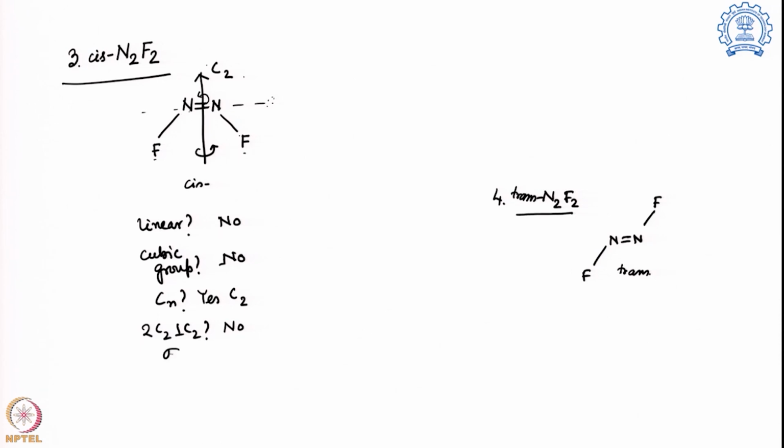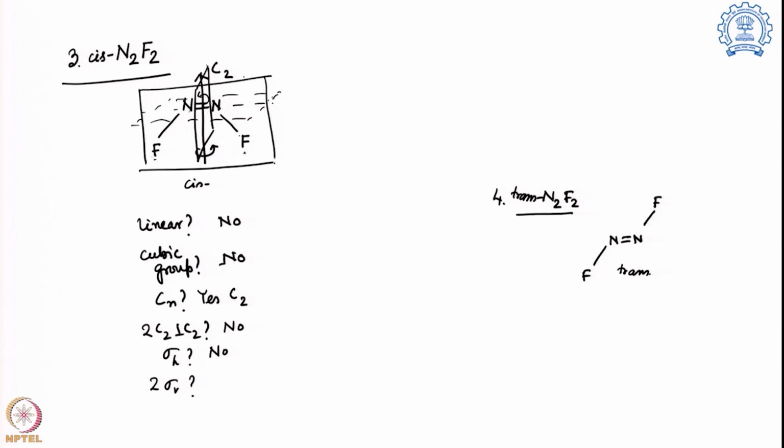Next question, do you have a sigma h? If it has a sigma h, it has to be in the particular plane perpendicular to this C2. And the answer is no, it does not have a sigma h, because these two fluorines are again going to change places if we do this operation. Next question is, do you have two sigma v's? Now, over here you can see the plane perpendicular to the plane of the drawing, and the plane of the molecule itself.